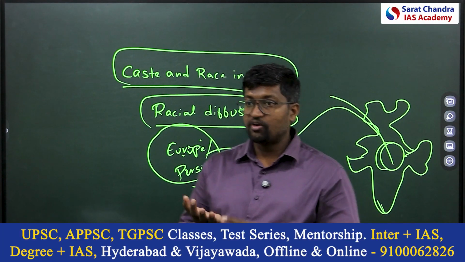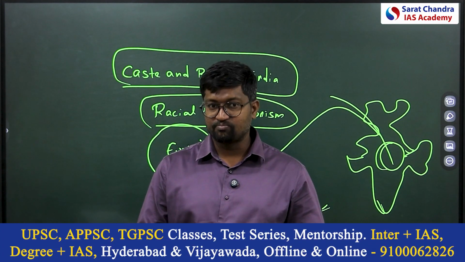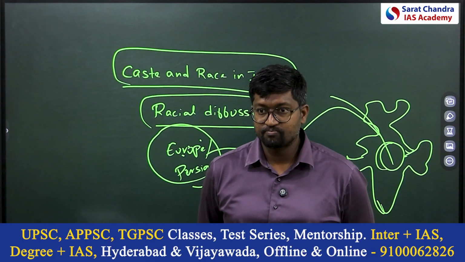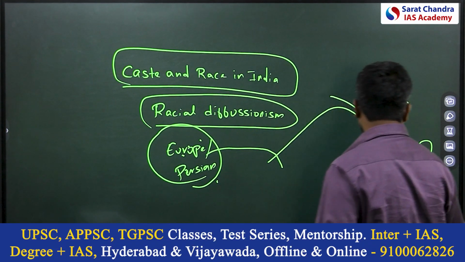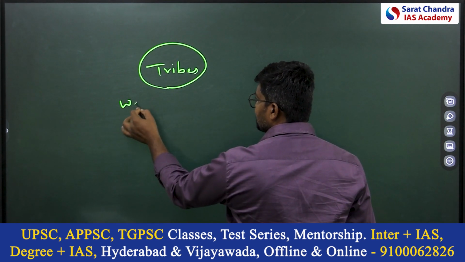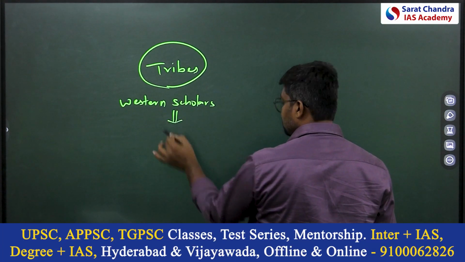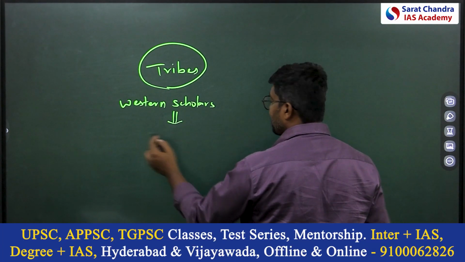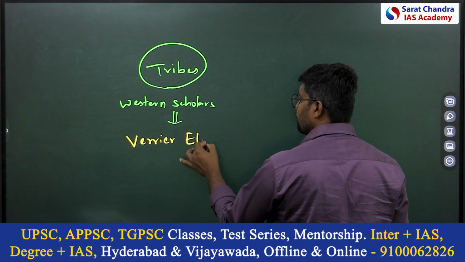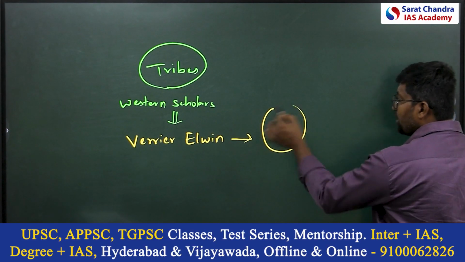Next, G.S. Ghurye talked about family. G.S. Ghurye talked about the caste system. G.S. Ghurye talked about urbanization, urban cities. G.S. Ghurye talked about kinship. G.S. Ghurye talked about tribes. When he was talking about tribes, what he said is, Western scholars, particularly an anthropologist named Verrier Elwin, said that tribes are isolated people.